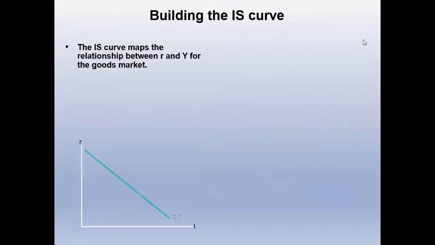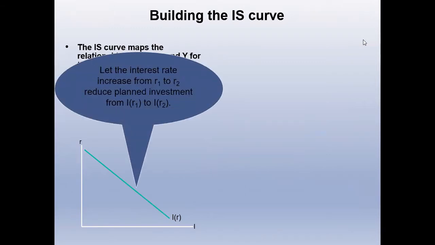So let's also construct the IS curve, which maps the relation between, and here is the very important point, the interest rate. So let the interest rate change from R1 to R2, which is the change in interest rate. So what's going to happen?